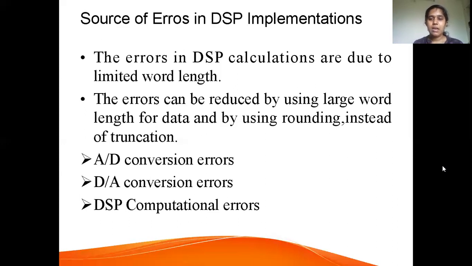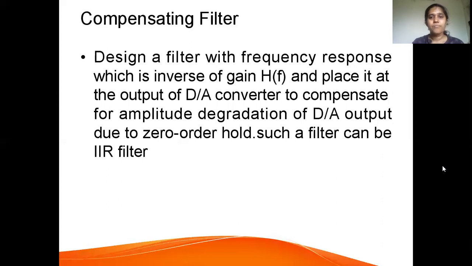And there is another topic called compensating filter. This is a filter which is designed with a frequency response of inverse H(f) and placed at the output of the D2A converter. This filter is generally used at the output of the D2A converter to compensate the amplitude degradations of the D2A converter.